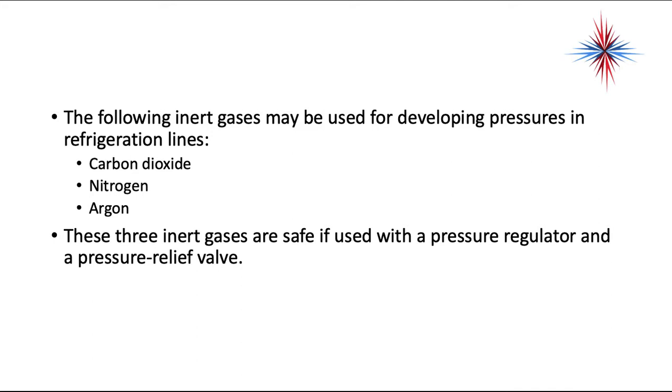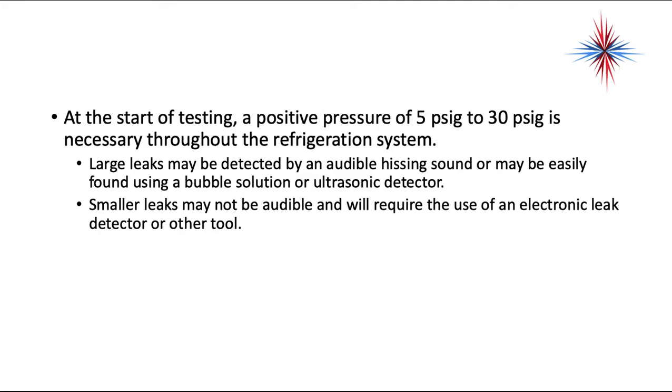The following inert gases can be used: carbon dioxide, nitrogen, or argon. Quite honestly, the majority of the time you're going to use nitrogen. These three inert gases are safe if used with pressure regulators and a pressure relief valve. Most of the time there's a pressure relief valve that's part of your regulator. At the start of testing, a positive pressure of 5 to 30 psi is necessary throughout the refrigeration system.